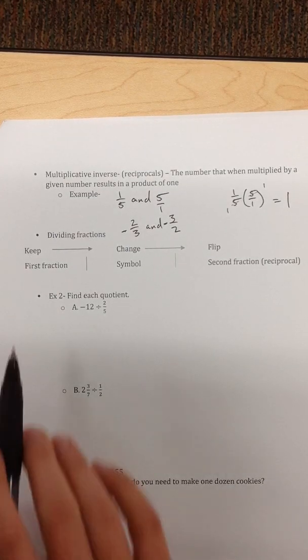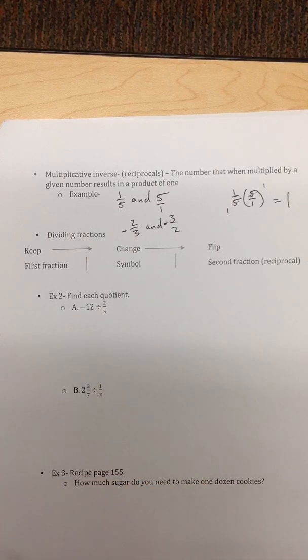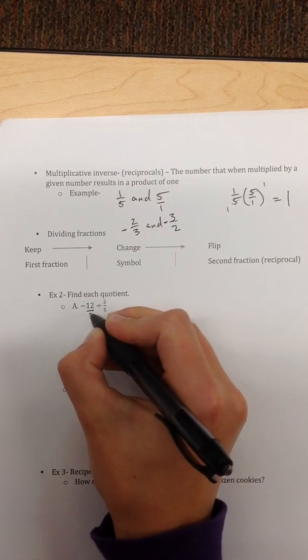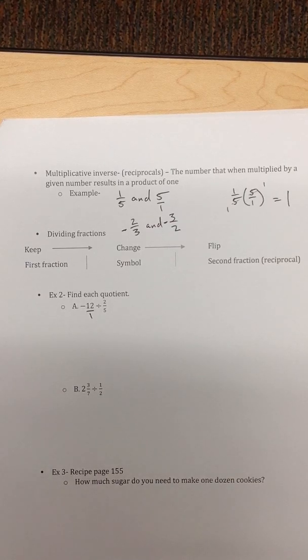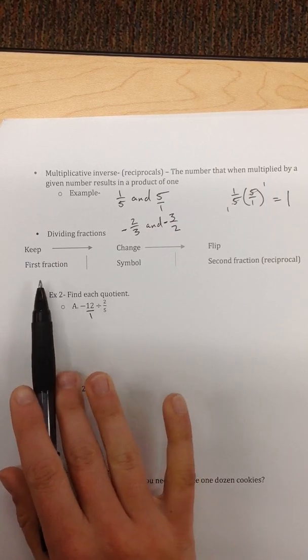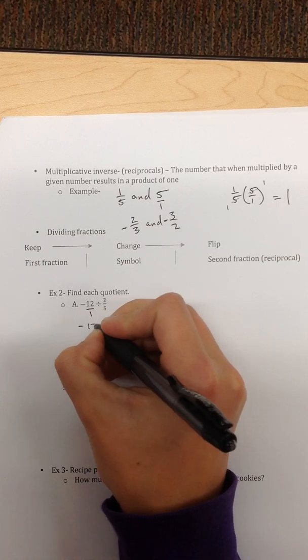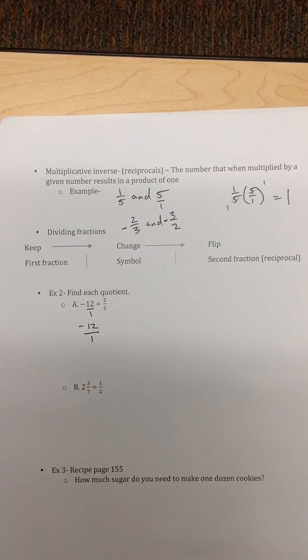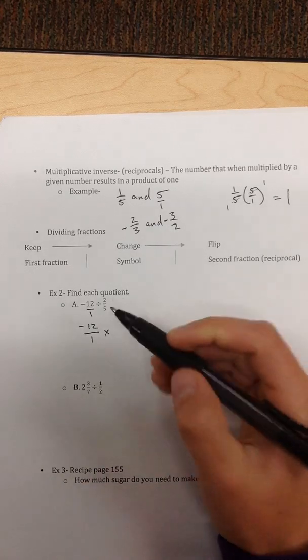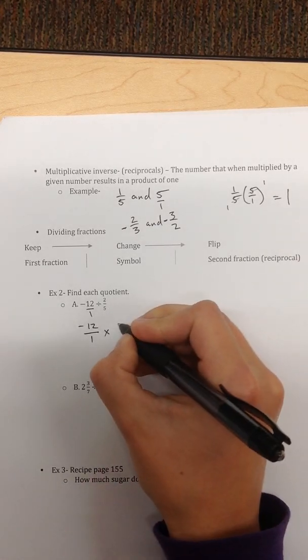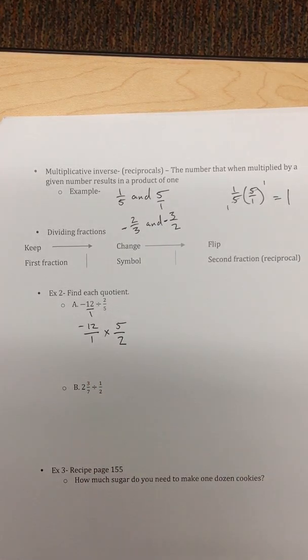So the first one here, we've got negative 12 divided by 2/5. So the first thing I'm going to do there is I'm going to change the negative 12 to a fraction. Then I'm going to follow my rules. So I'm going to keep the first fraction the same. So I'm going to keep it negative 12 over 1. Change my symbol from division to multiplication. Then I'm going to flip my second fraction. So instead of having 2/5, I'm now going to have 5 over 2. So keep, change, flip, keep my first fraction the same, change my sign to multiplication, flip or multiply by the reciprocal.